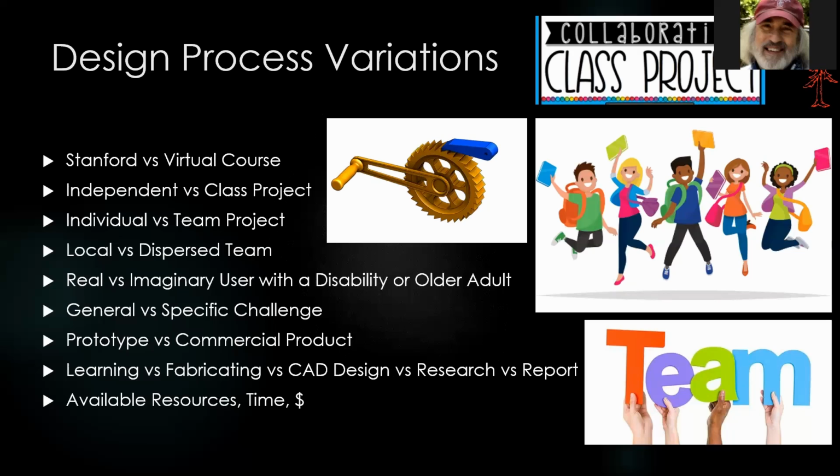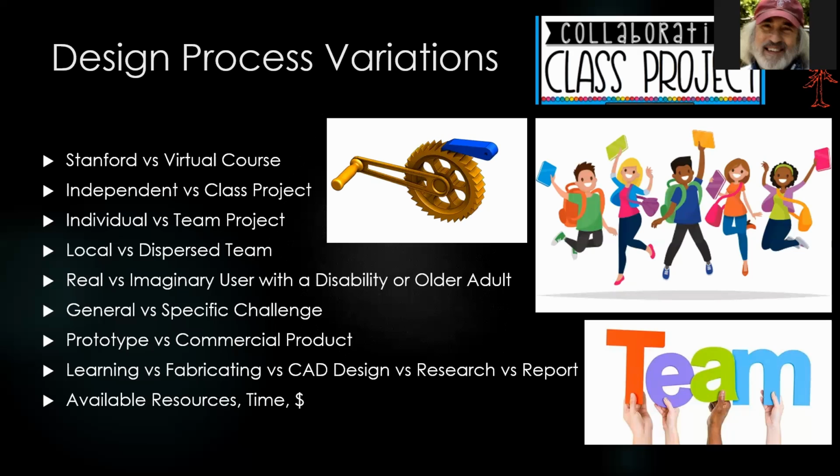In a virtual class, the people working on the project may be dispersed. They may be in different parts of the country rather than all being on campus. You could be using a design process for the class project, or if you're doing something independent of a class, you can have a different design process. Are you doing this project as a team with other people, or are you just doing it by yourself? Are you doing it with a person with a disability and an older adult? And if so, are you working with a real person, or are you just imagining a person with a disability? That makes a big difference.